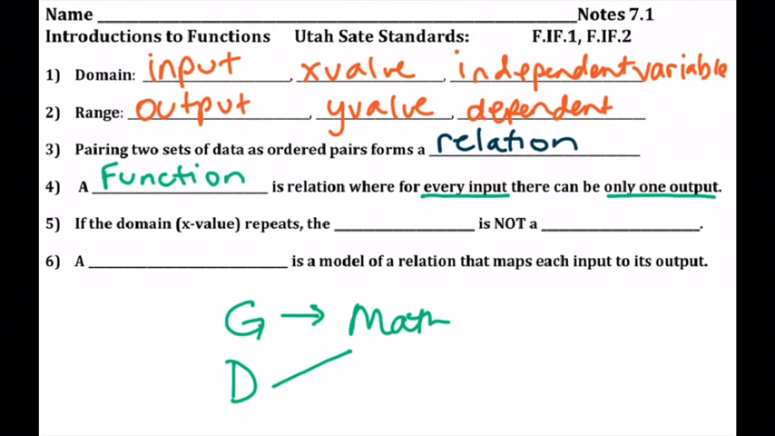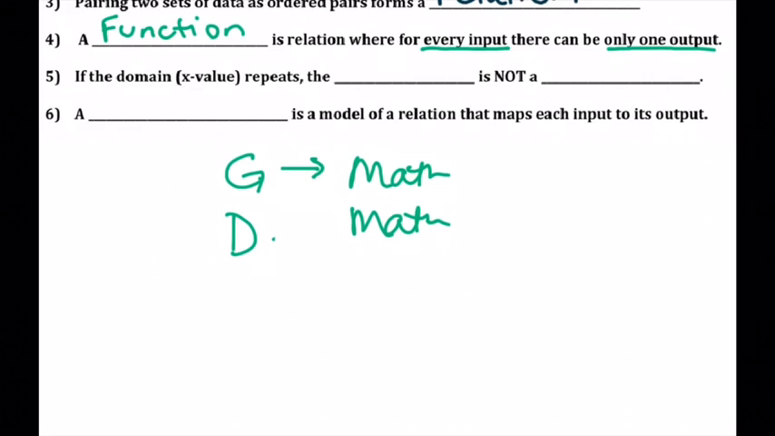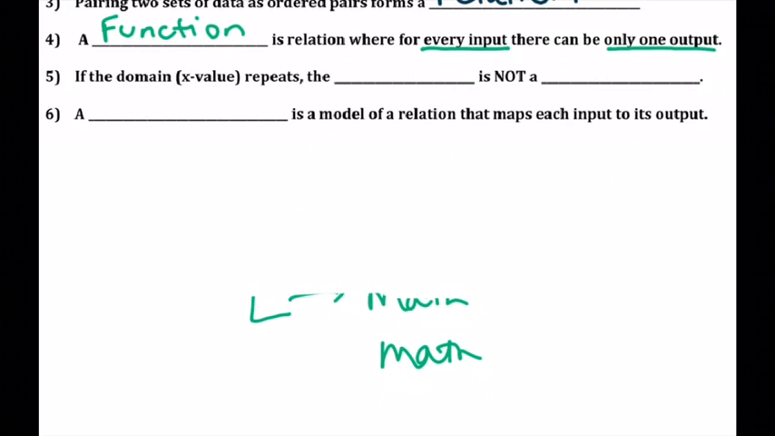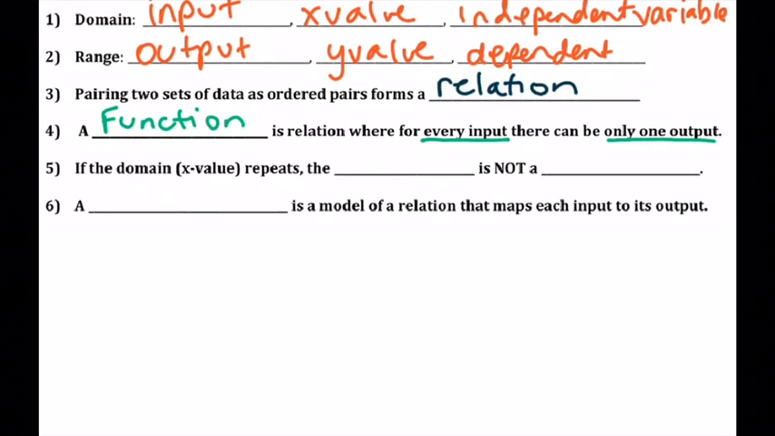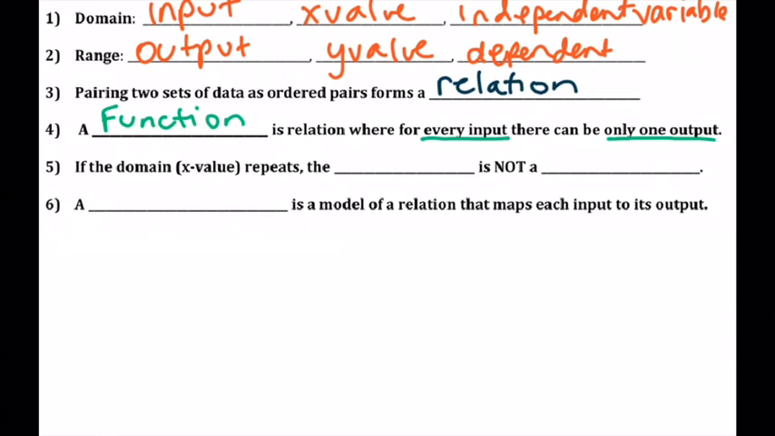Another way that I could write this, like if I wrote, Graham has math and Dylan has math, and I could go on with the rest of you and list all of you on here, but you could all have math, and that's okay. We can have all the outputs be the same thing, but Laura can have math, but she can't have math and science, all right? So that's an example of a function. An input only has 1 output. If the domain or the x value repeats, and that's one of the ways that we can tell if we have a function or not, then the relation is not a function.